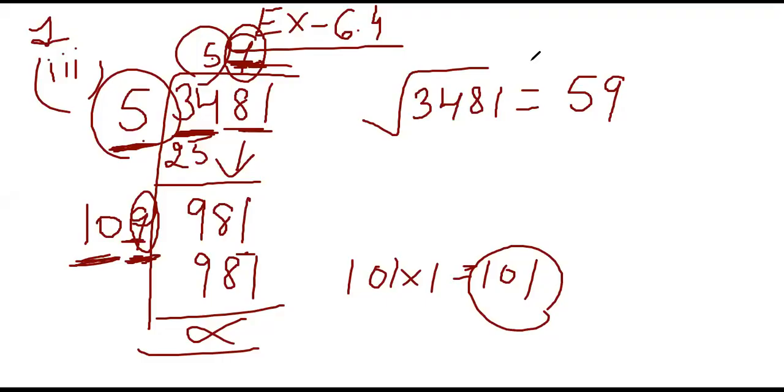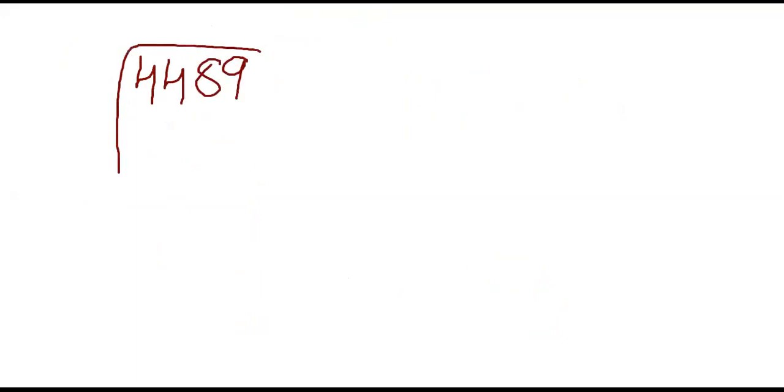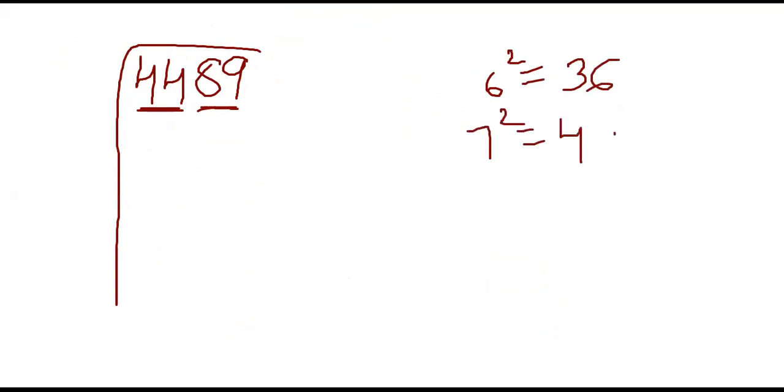So here you are asking about the second part. Let's do the second part. Second part is 4489. What will we do here? First step, make the pairs from the last digits. Then 44. See, 6 square 36, 7 square 49. 49 is greater than 44. So we'll take 36 because here should be a square number.